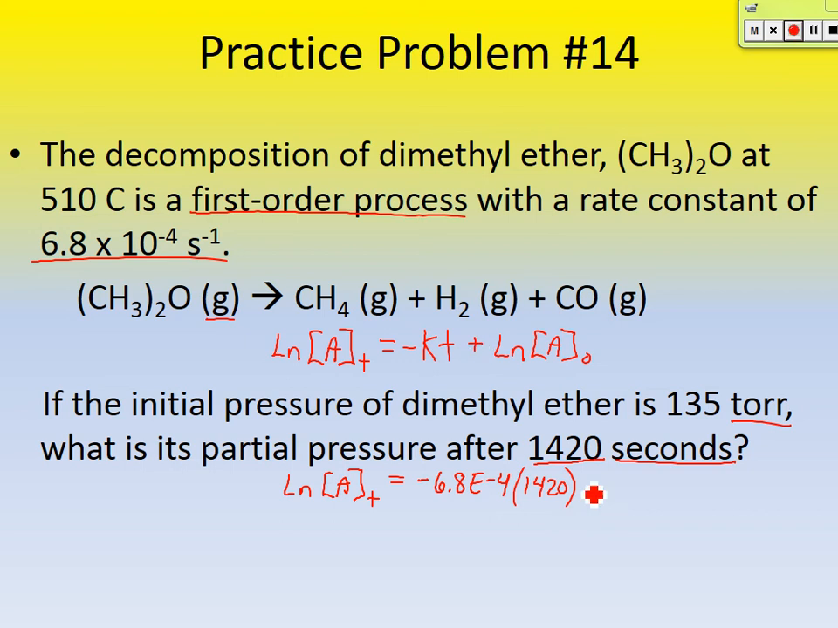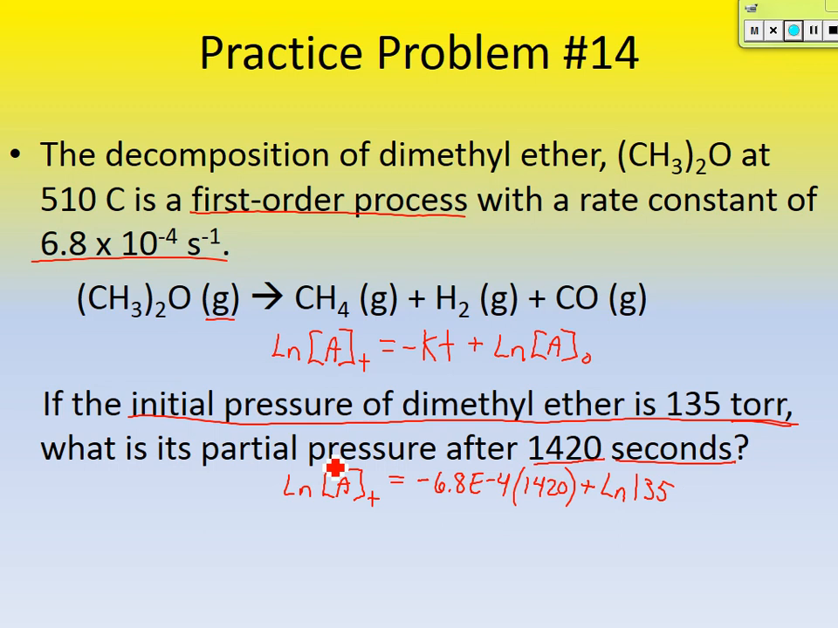Now, add the natural log of the concentration initially. Did it give us the concentration initially? Yeah, it said the initial pressure was 135 torr. Can we just substitute pressure in if it's a gas? Sure. And so it's the natural log of 135. Perfect. Now we've got a math equation with one unknown.